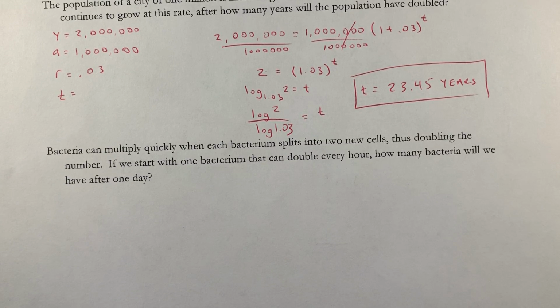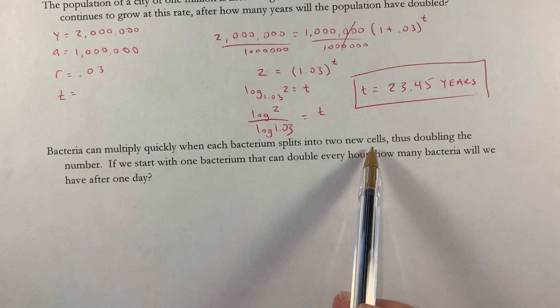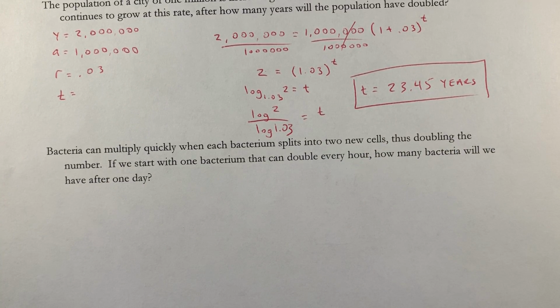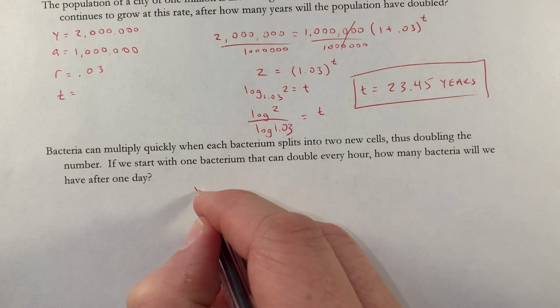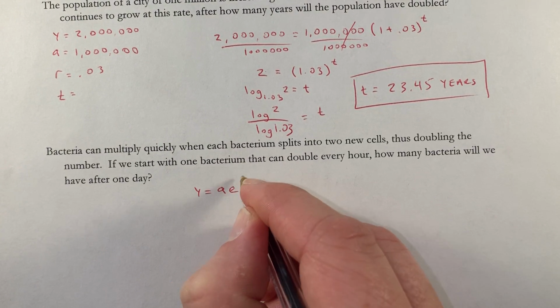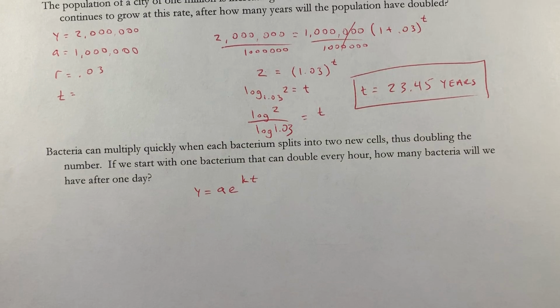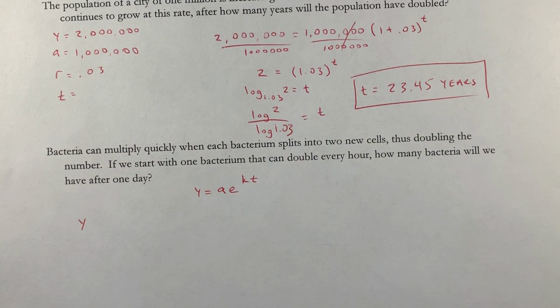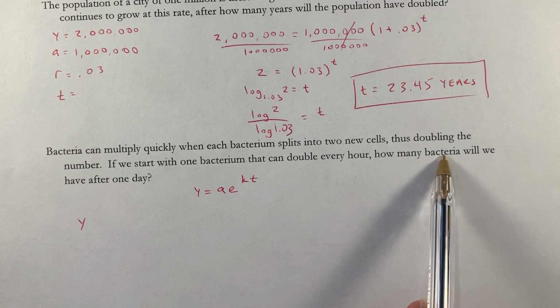Bacteria can multiply when each bacterium splits into 2 new cells, thus doubling the number. If we start with 1 bacterium that can double every hour, how many bacteria will we have after 1 day? Bacteria will grow at a constant rate. We're going to use y equals a times e to the kt power. So y is the amount we are left with, and that's what we don't know, how many bacteria.